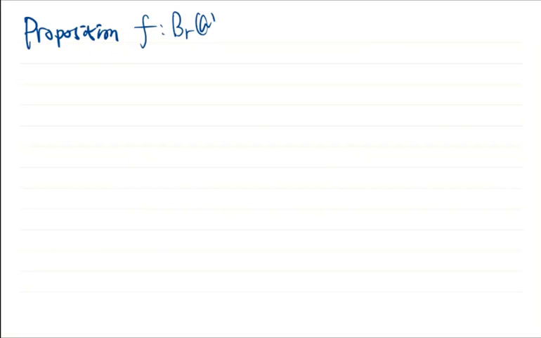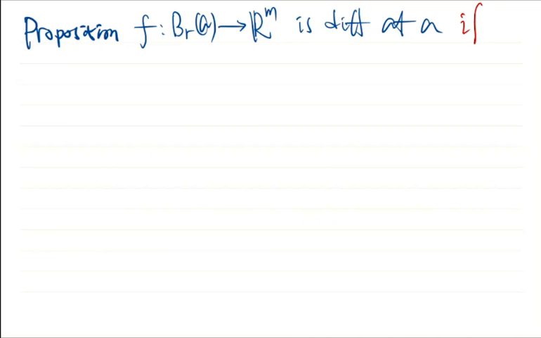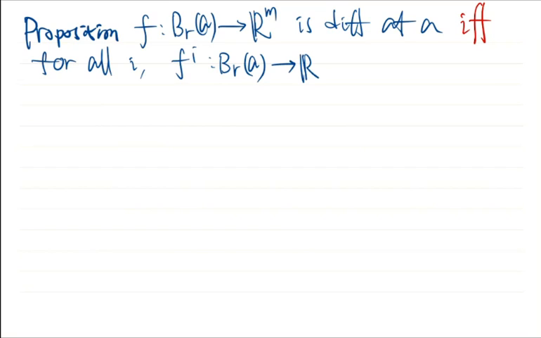F is differentiable at A if and only if the components, for all i, the component functions f_i, which are real-valued functions, are differentiable at A. Okay, so the proof of this proposition is very easy. Proof.